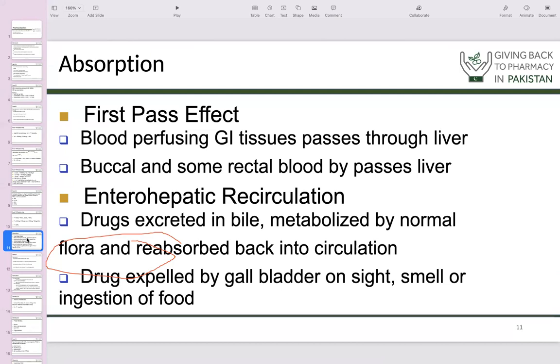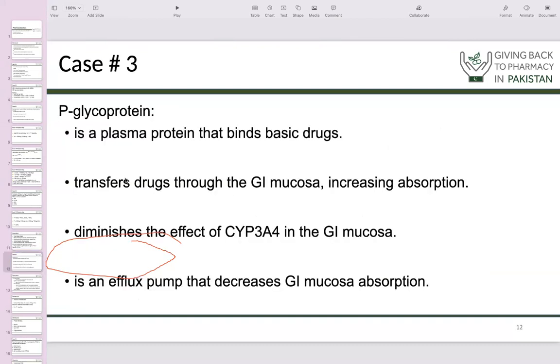Some are metabolized by the normal flora and reabsorbed back into the circulation, and some drugs are expelled by the gallbladder on ingestion of food, like ursodeoxycholic acid. So first pass metabolism inactivates the drug, and there are two phases of enzymatic reaction that you all know, phase 1 and phase 2, which are responsible for the metabolism of the drug, and that's where the oral bioavailability of the drug is reduced. So drugs are given orally, which are active, which are metabolized, and products are converted into the active metabolites.